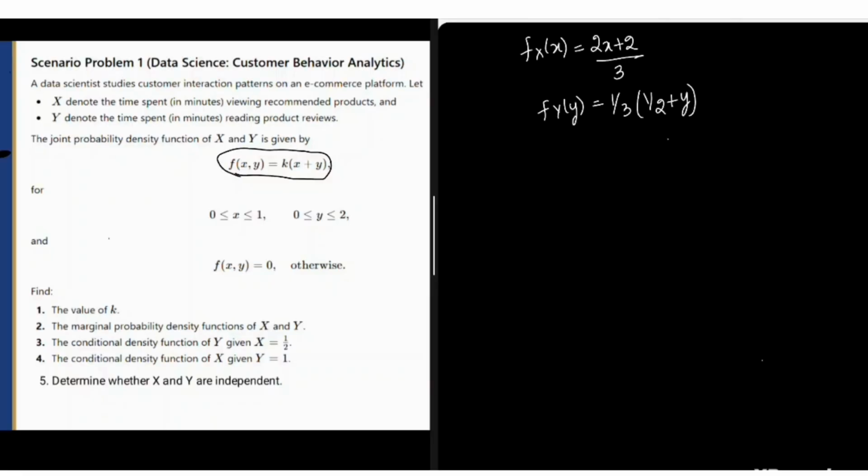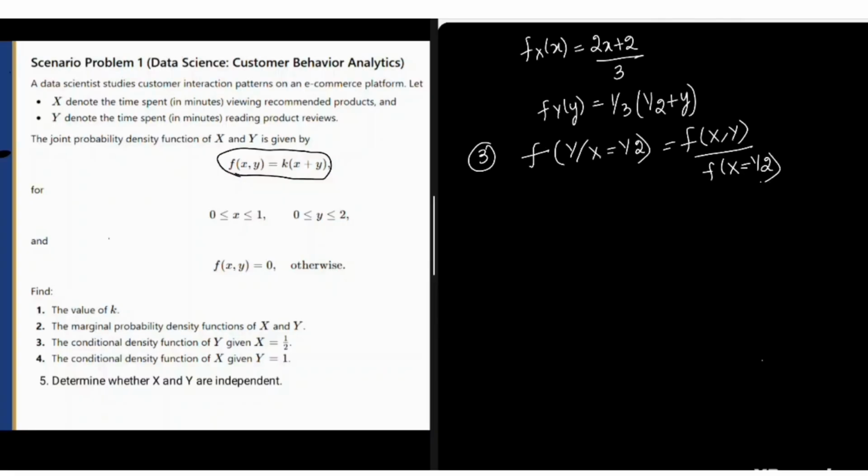Next, you have to find the conditional density function of y given x is equal to half. That is your third subdivision. So for the third subdivision, you have to find the conditional density. So you have to find the probability function of y given x is equal to half. This is nothing but f of x comma y divided by f of x at x is equal to half. This is how you write the conditional density function of y given x.